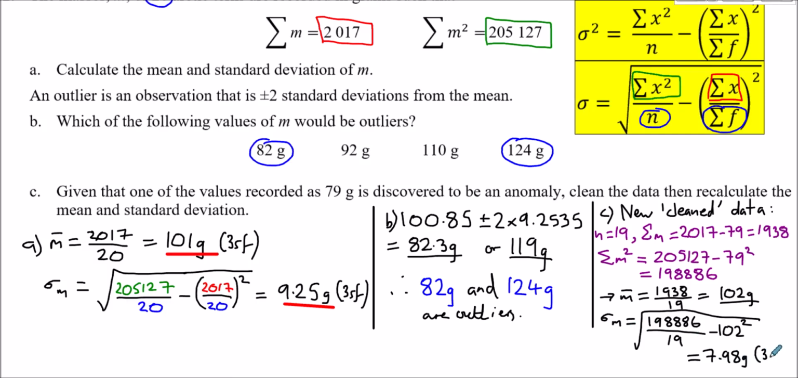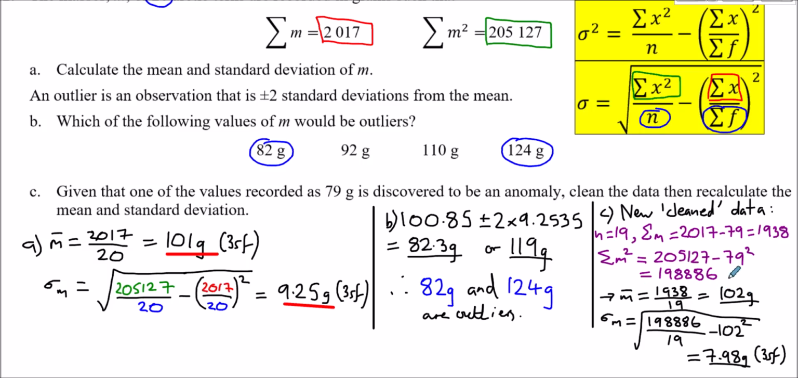So as you can see, from removing the anomaly, the standard deviation has shrunk from 9.25 to 7.98. Now, on average, the deviations aren't as extreme because we've removed one extreme value. And because we removed a bird which is on the much lighter side of the norm, the mean mass has gone up slightly from 101 to 102. So it's affected the data as we'd expect.